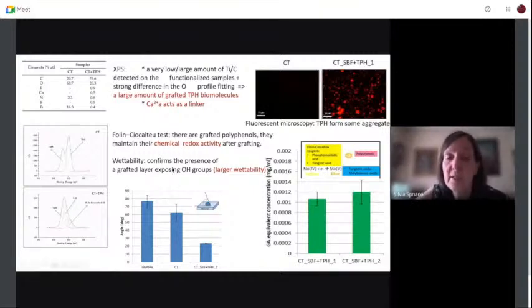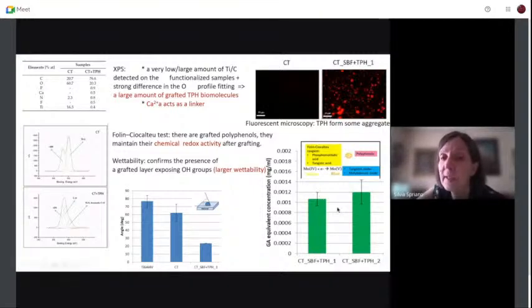And also the wettability is different, with a larger wettability, a lower contact angle when you add the polyphenols. And if you perform the Folin-Ciocalteu test, that is a chemical test evidencing the redox activity of a biomolecule, you can see here that you have a chemical reduction of the Folin-Ciocalteu reagent. You can detect this because when you have the reduction of the reagent, you have a change in the color of the solution in contact with the surface.